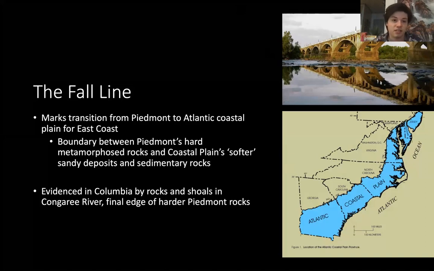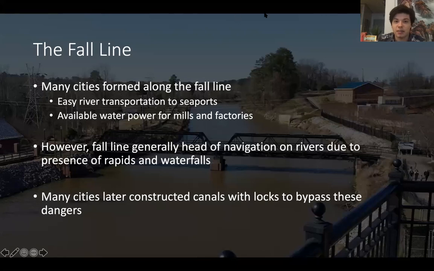And if you're thinking about Columbia and if you've been out to the river, then you can even see the effects of this fall line by the rocks in the river, which you can also see in this picture if you haven't been out there. And so these rocks and shoals are the final edge of those harder Piedmont rocks. And that leads well into thinking about why there are cities along the fall line in general, and what effects the fall line has.